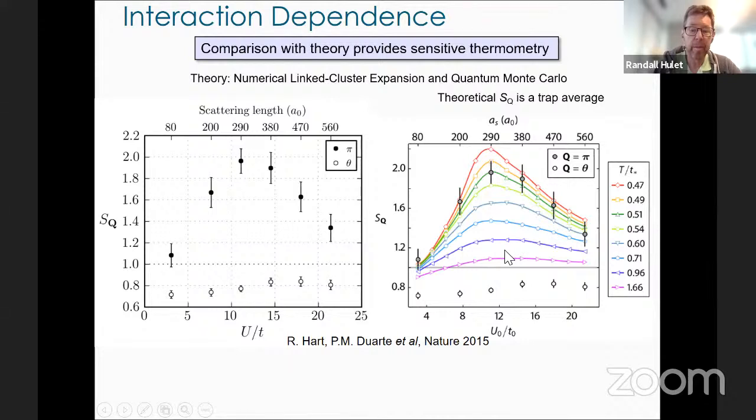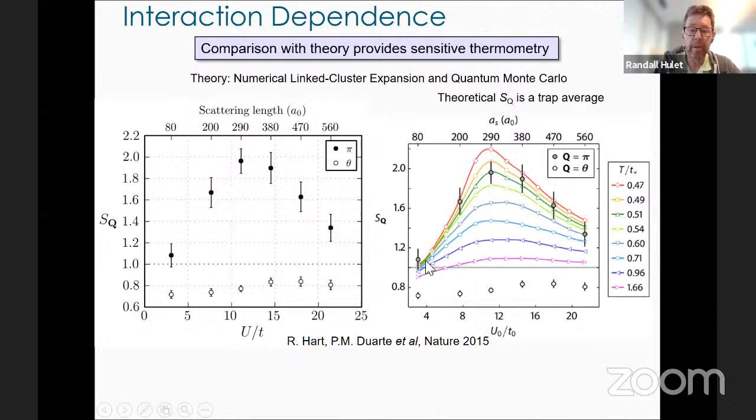And the structure factor increases rapidly, as we saw before, as the temperature goes down. These are temperatures that range from about 0.47, normalized to the hopping, down to about 1.6. And you can see that it turns on very suddenly. Once you get below about 0.5, which is about where we're at, about 0.51, there's really a pretty good signal.